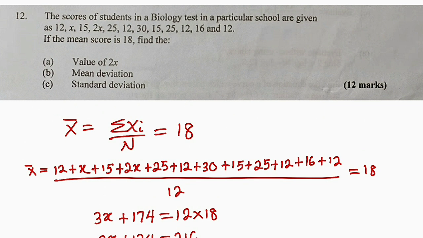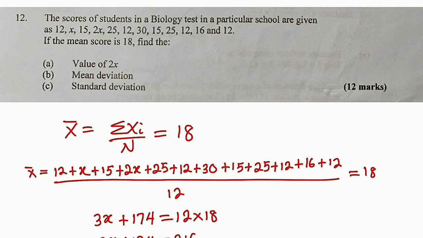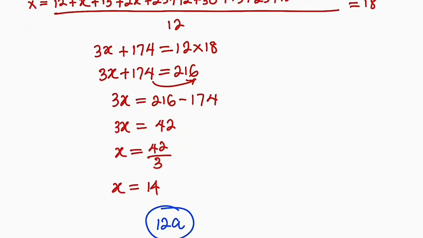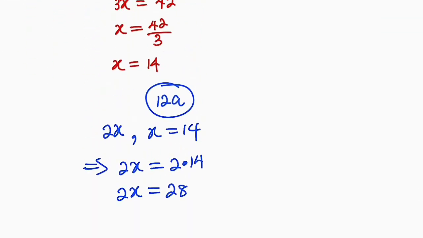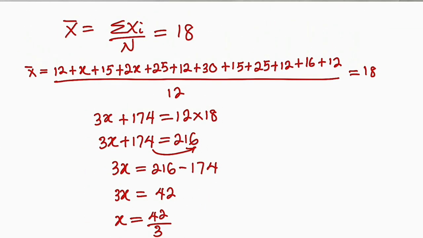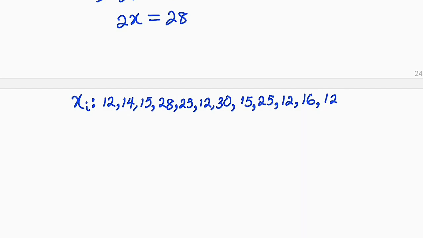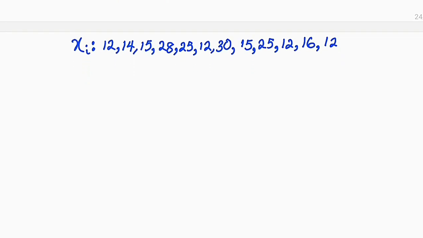We are asked to find the mean deviation and the standard deviation. If I were you, I will form a frequency table for this. Let's go ahead and do that. So before we do that, I would like to substitute back the value of x as well as 2x. Remember, x is 14 and 2x is 28. So let's bring all of them back. So these are the x values we have. X is 14 and 2x is 28. X values.